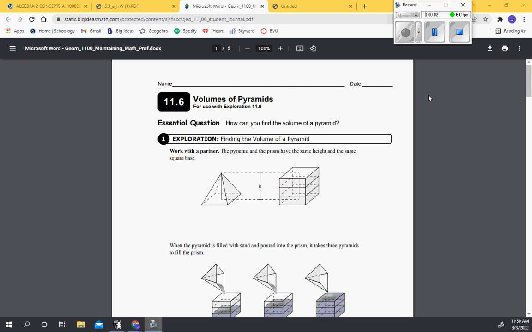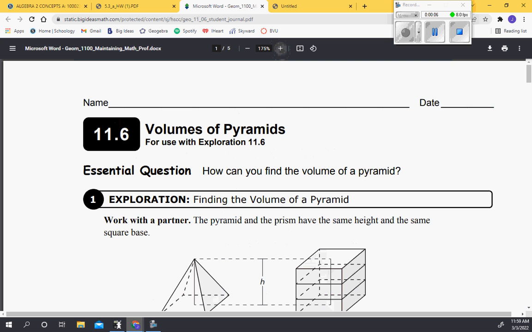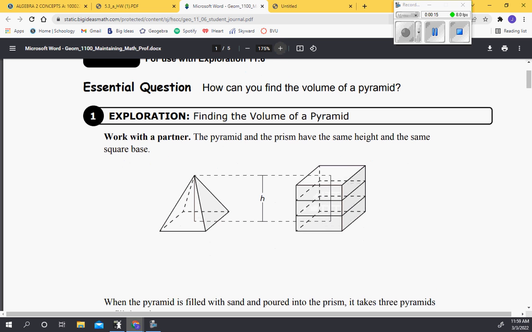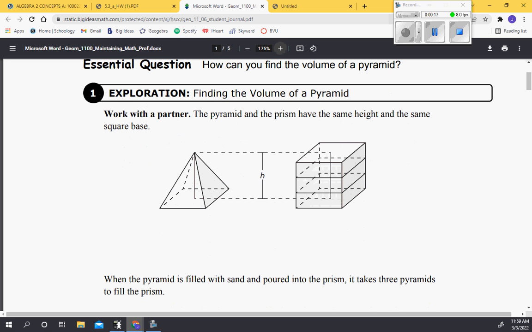Okay, with 11.6, we were talking about volumes of pyramids. Remember, pyramids are shapes that come up to a point. So down here, we have a square pyramid, just a pyramid, because it has a square base. And I want you to take a look at this image here.